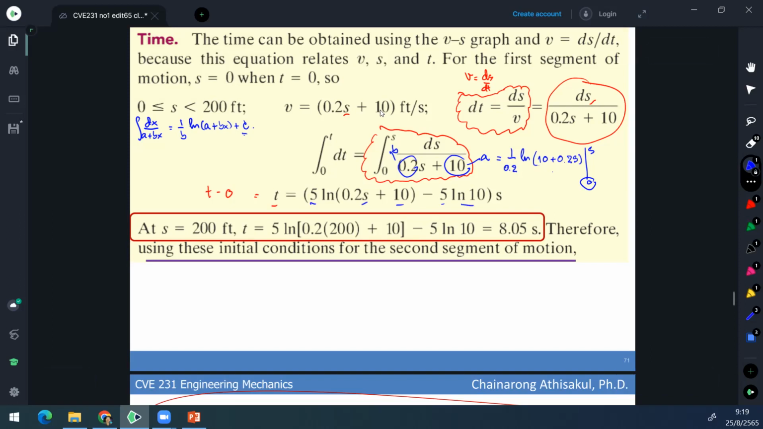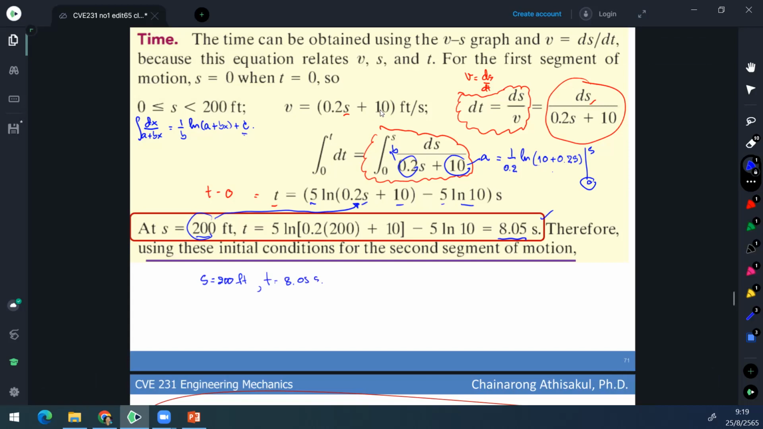So at s equal to 200 foot, we substitute s equal to 200 into this, and we obtain the time equal to 8.05 seconds. This is for the first interval. That is, we know that at s equal to 200 foot, the time is equal to 8.05 seconds.